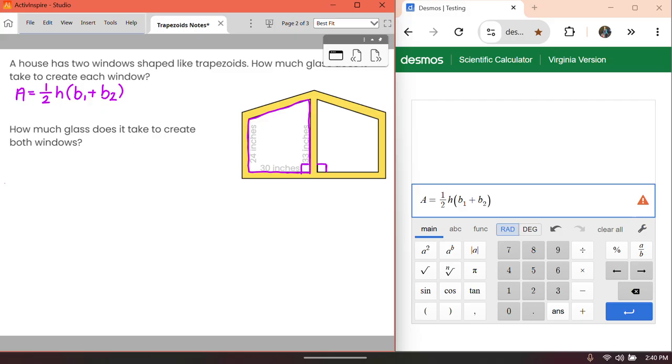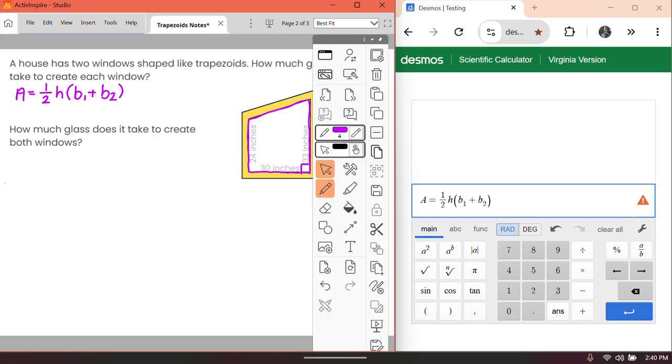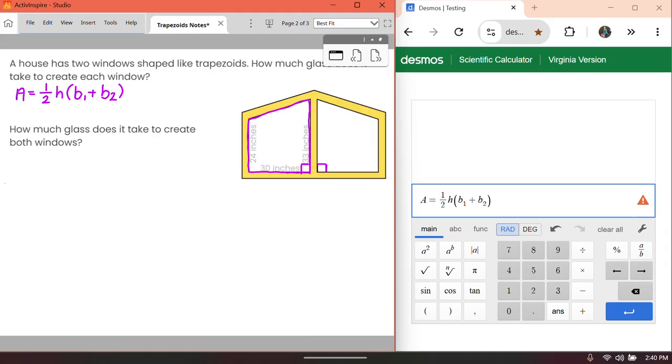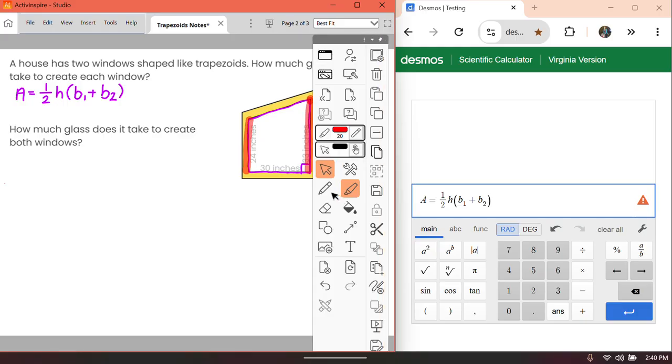And now I know that the two sides that are being touched by that right angle, one of them is going to be a height and one of them is going to be a base. And remember, the two bases are parallel. So this is going to be one of my bases, and then this is going to be my other base, and then the side that connects them is going to be my height.